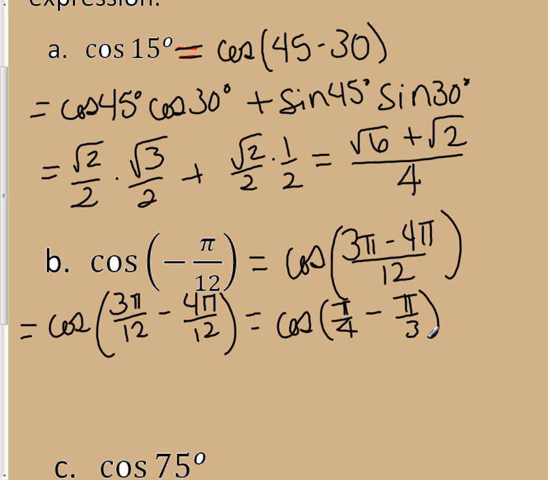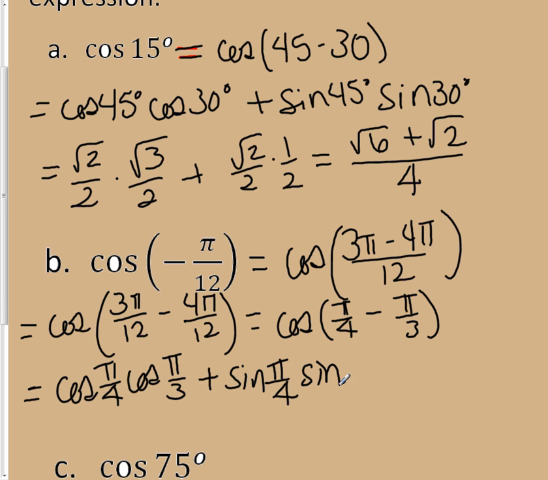So now we know cosine of pi over 4, we know cosine of pi over 3, we know sine of pi over 4 and sine of pi over 3. So this is the difference of cosine. So it's going to be the cosine pi over 4, cosine pi over 3, plus the sine pi over 4, the sine pi over 3.